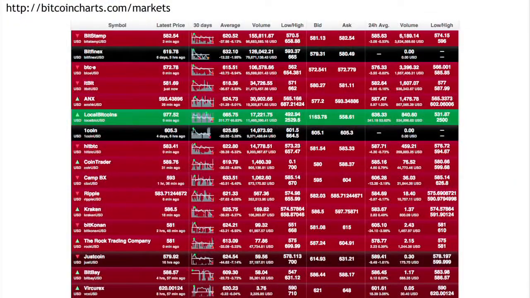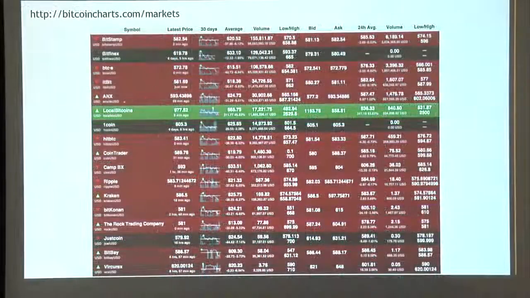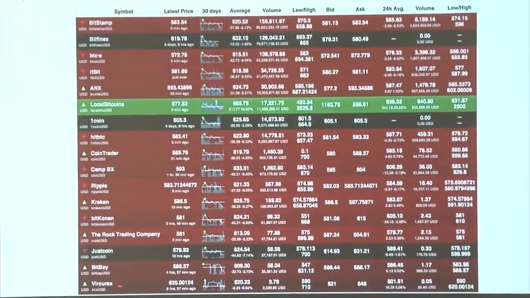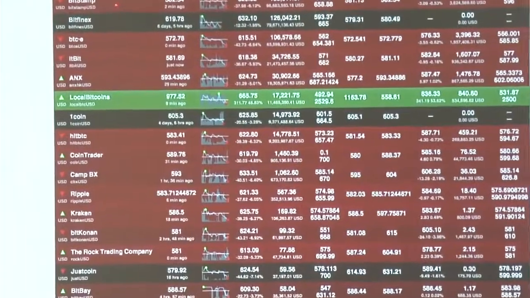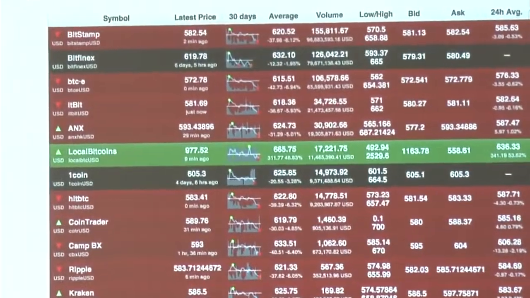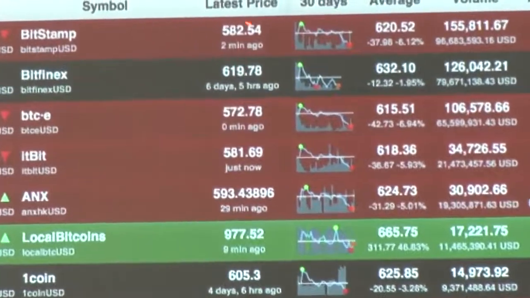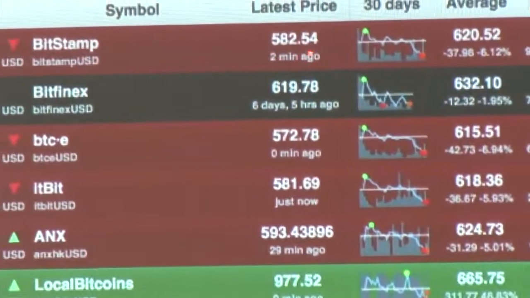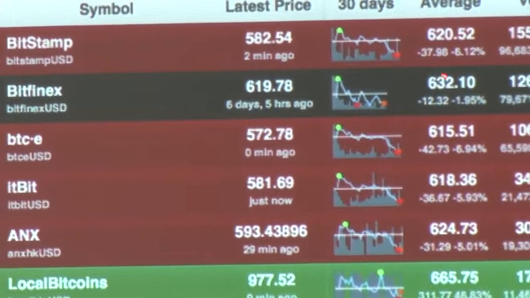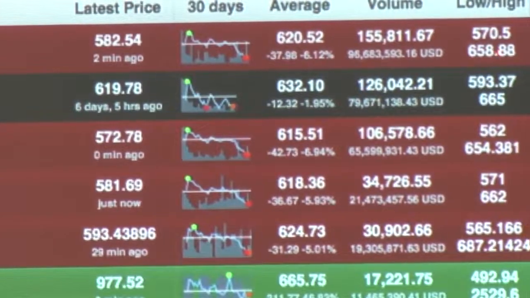And in fact, there are sites like Bitcoin Charts. This is the Bitcoin markets page on Bitcoin Charts, which shows exchanges that trade dollars against Bitcoins. And you can see there's a list of different exchanges or different places where you can trade dollars against Bitcoins here, from top to bottom. Up here at the top, we have Bitstamp, which on this particular day had the highest volume. For each one, there's the current price. For Bitstamp, on the day I took this screenshot, it was $582.54.